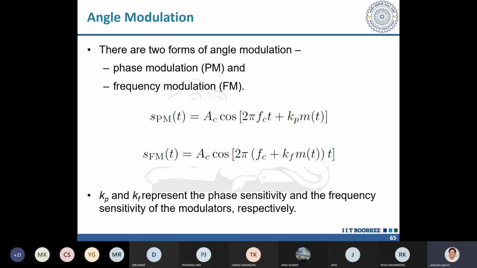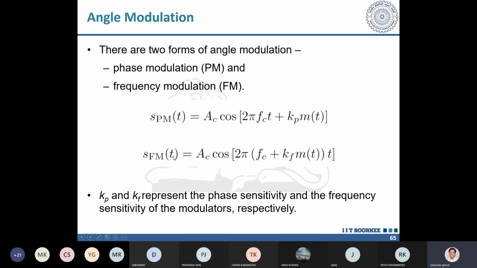Now what is this FM? Just these two equations will give you the idea how we are doing it. Ac cos 2 pi fc t is my original carrier signal. In phase modulation, we just add a phase Kp times m(t). So you see this phase is added to it, where the phase is proportional to the message signal.